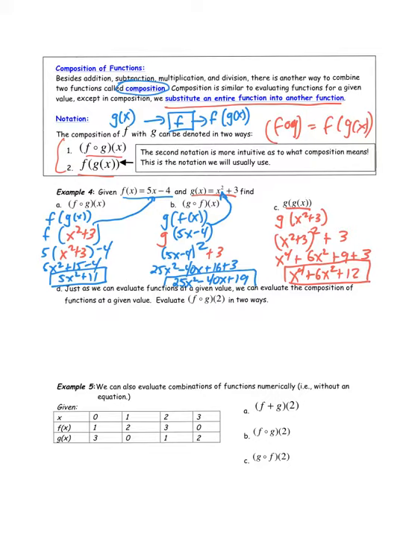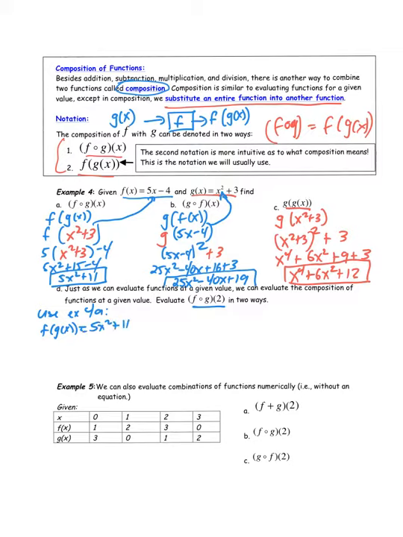4D, just as we can evaluate functions at a given value, we can also evaluate the composition of functions, because the composition of two functions is another function. So I want to show you two ways for this particular example to find f composed with g of 2. The first way is we've already found f of g of x, so we can use example 4a. In this situation, we know that f of g of x is 5x squared plus 11.